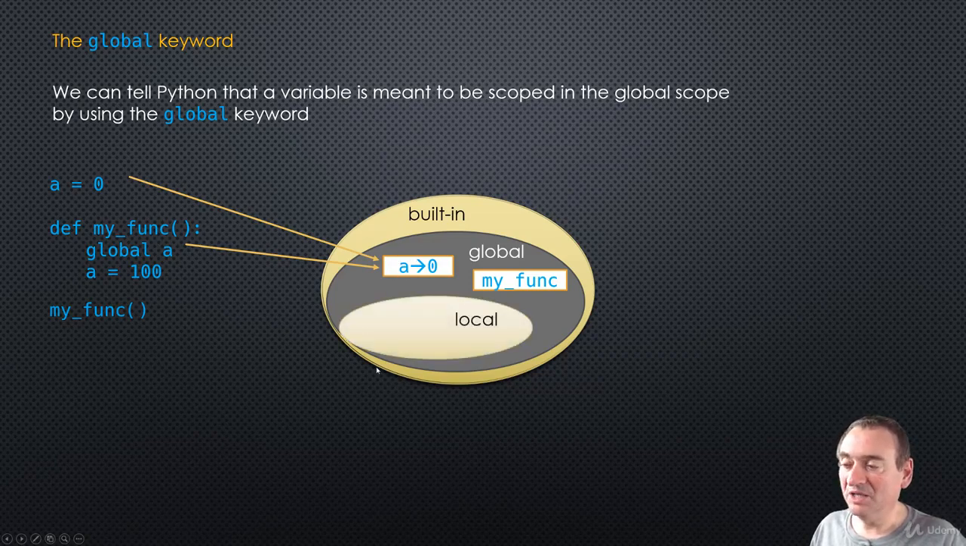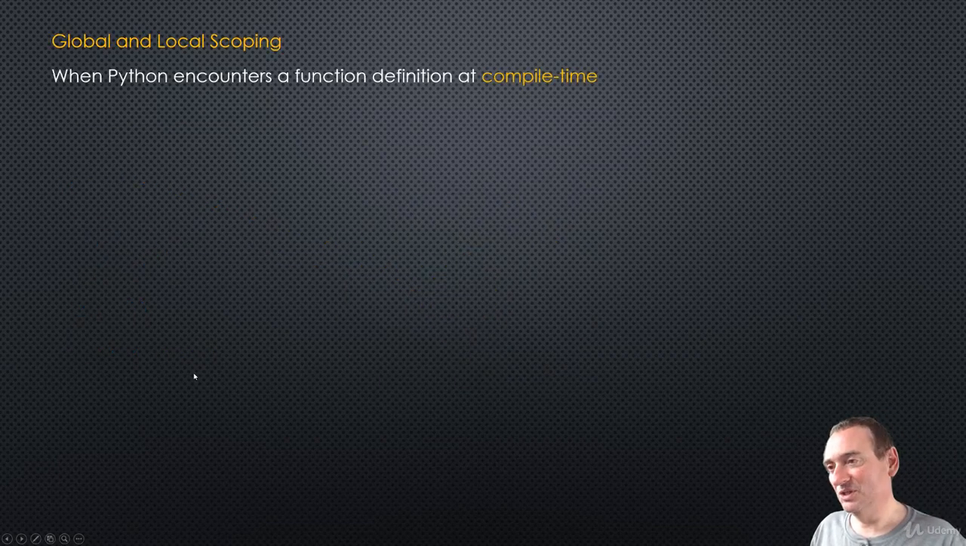So if we call myfunc, then a local scope is created. Now we've finished running, so the scope disappears. But when we print A, we're going to get 100 because inside of myfunc, when we called it, we modified A. We set A equal to 100. But which label A was it? It was the one in the global namespace. All right, global and local scoping.